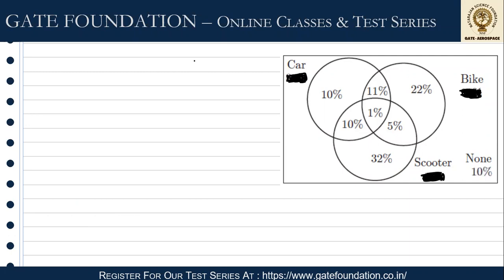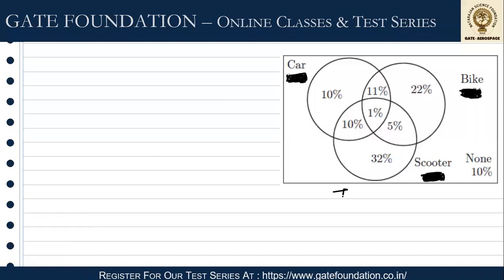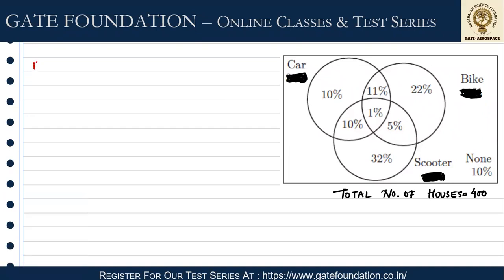Right. None percentage. So 10% of the people do not have anything, and we'll assume one more thing, that the total number of houses for the locality where this study was done, these are 400. Now we'll try to answer a few questions like the number of houses which have bikes only.